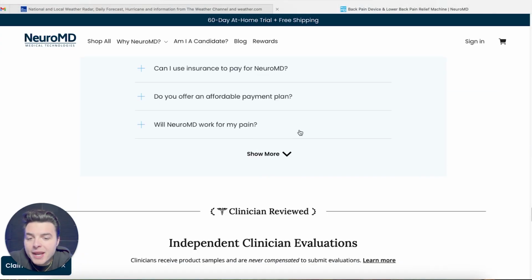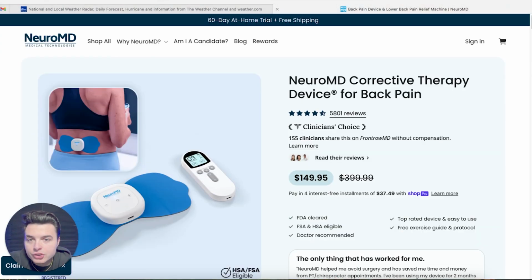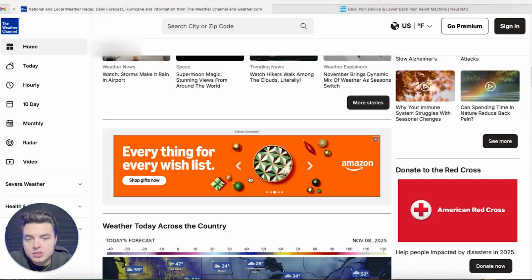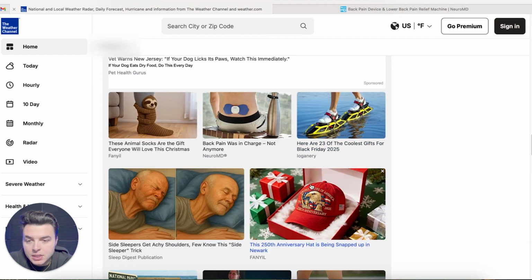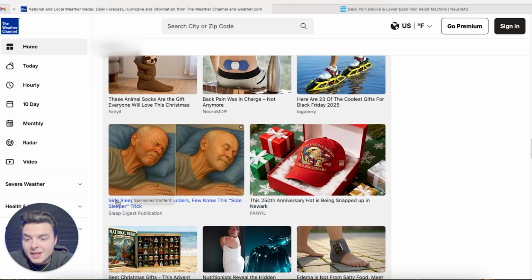Just like that, you're able to find products just by going to the Weather channel. But that's only one. Let's go back, let's keep going. Let's go back through the sponsored content section and let's see what else we got. Side sleepers get achy shoulders. Few know this side sleeper trick.